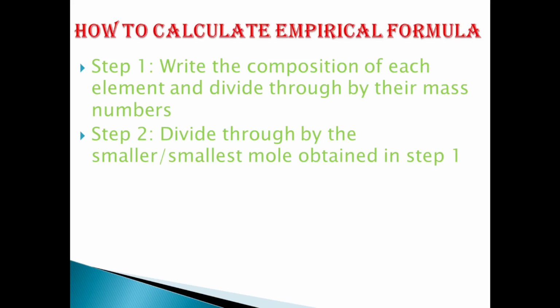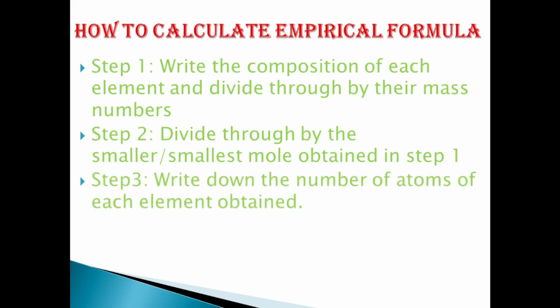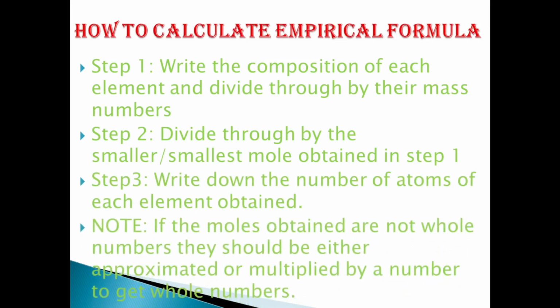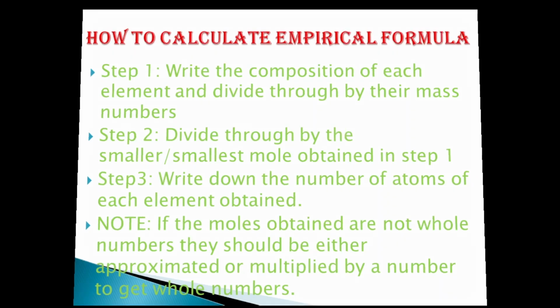And then in step 2, you look at all the moles you obtained from each of the elements, and then you divide through by the smallest mole that you obtained in step 1. Then the last stage is to write out the answers you got from step 2. If the moles you obtained are not whole numbers, maybe you get something like 2.5 in one of the atoms, you need to multiply everything by 2 so that you can have whole numbers. However, if you get something like 2.9, then you are free to approximate that to 3. Alright, please don't forget this. This is very, very important.